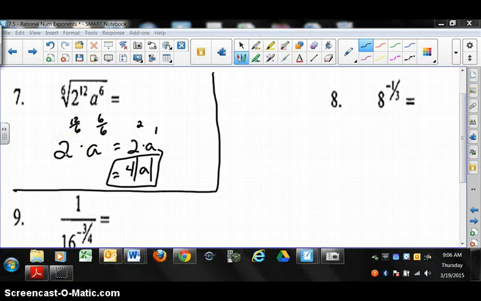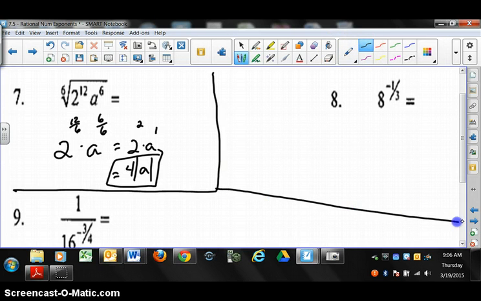I think the best approach on this problem is to rewrite it as rational exponents. 12 over 6, 6 over 6, so I end up with 2 squared times a. 2 squared is obviously 4, and then we have the a, and again I remembered to put the absolute value brackets. Alright, so now we move on to a negative exponent.